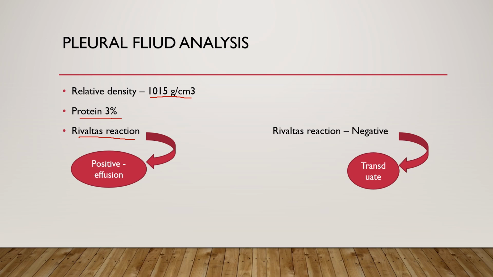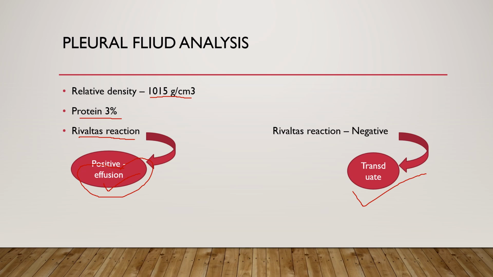and Rivalta's reaction is negative, then we are talking about transudate, because we know we have two types of fluid: one is transudate and one is exudate. Transudate is non-inflammatory and exudate is inflammatory. Here, instead of exudate we name it effusion. So remember, do not forget, do not name it exudate, name it effusion. And we know if it is exudate, we have different types, like it may be serous, purulent, or hemorrhagic.